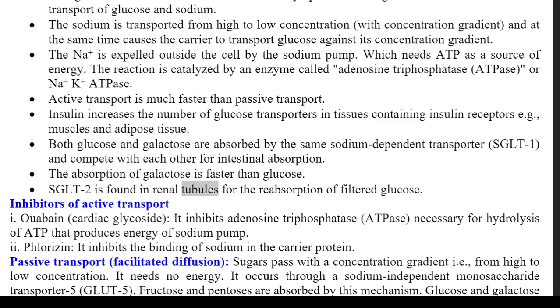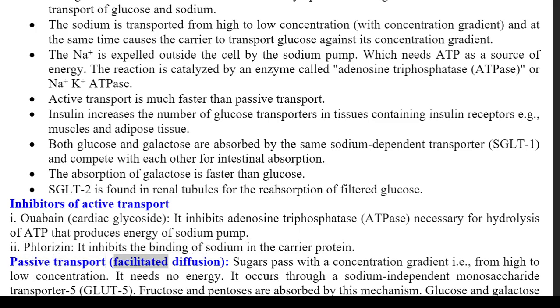SGLT2 is found in renal tubules for the reabsorption of filtered glucose. Inhibitors of active transport: Ouabain, a cardiac glycoside, inhibits adenosine triphosphatase, ATPase, necessary for hydrolysis of ATP that produces energy for the sodium pump. 2-Fluorazine inhibits the binding of sodium to the carrier protein.